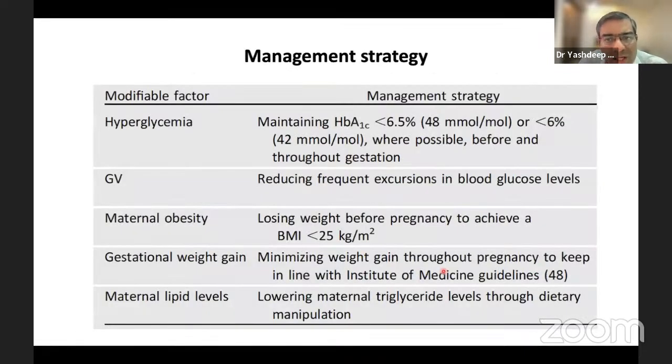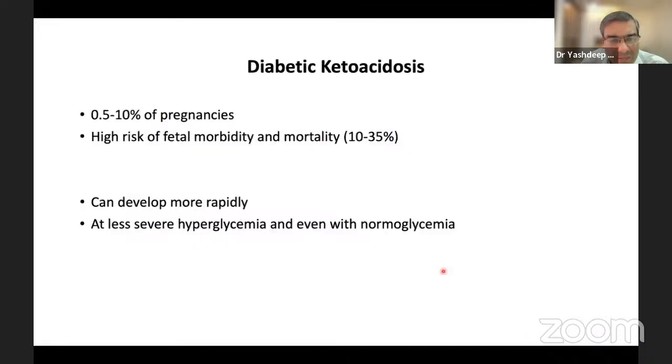So the management strategies: control hyperglycemia, keeping HbA1c less than 6.5%, reduce the glycemic variability, and help in tackling maternal obesity before conception. That is, women should ideally have a BMI less than 25 kg per meter square, then optimize the gestational weight gain during pregnancy and modify the diet so that the lipid levels are not raised during pregnancy, to reduce these sorts of complications.